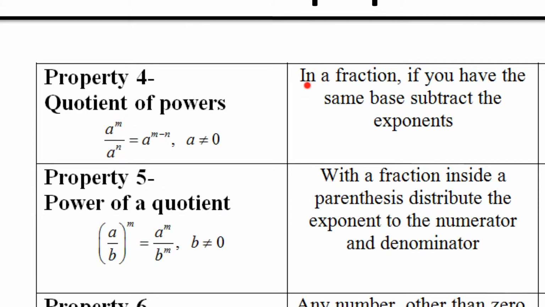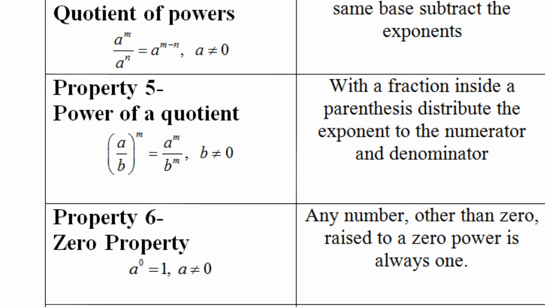So I'm just going to read here on the right side, and it explains how to use the property in a fraction. If you have the same base, subtract the exponents. Now, the way you guys do it is you are going to take the top exponent minus the bottom. No matter what, you always take the top minus the bottom. Property number 5 is called the power of a quotient, and this is where you guys have a fraction inside of parentheses with an exponent outside.